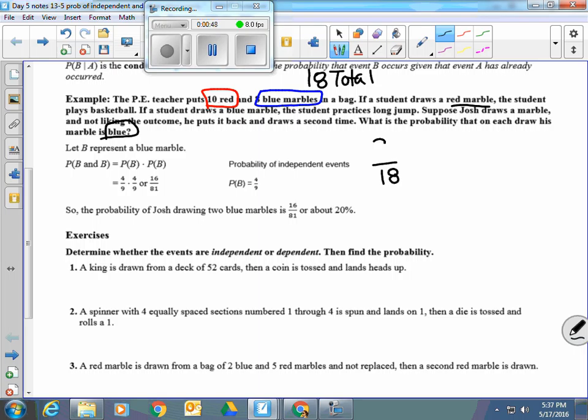Well, there are 8 out of 18 blue marbles. But he puts it back, so the second time he draws, there are still 18 marbles, and there are still 8 blue ones, right? I can reduce this because half of 8 is 4 and half of 18 is 9. So I'm just reducing those numbers to make my probability easier. And what we're going to do is multiply those, and that'll give us our possible outcome, 16 over 81.